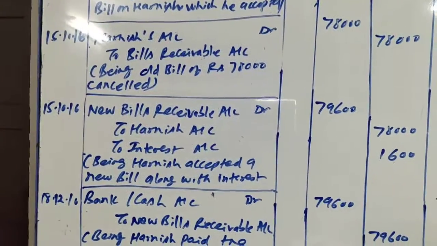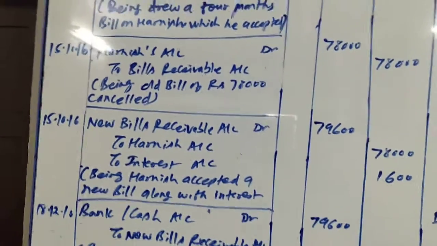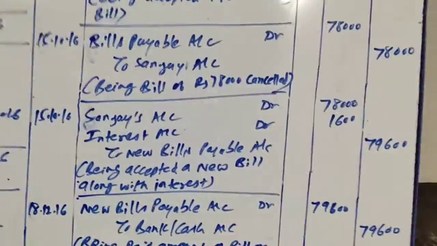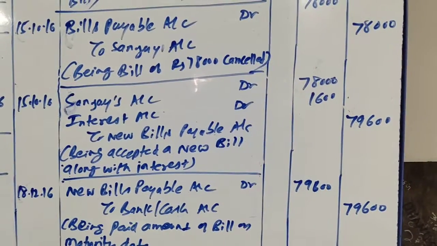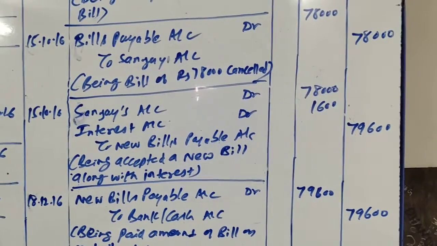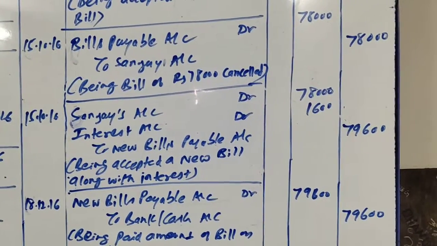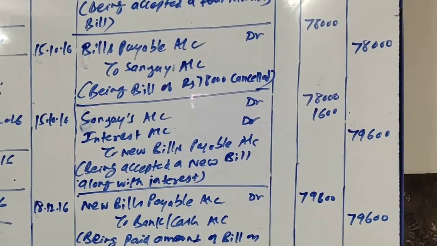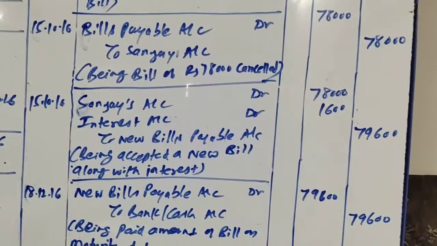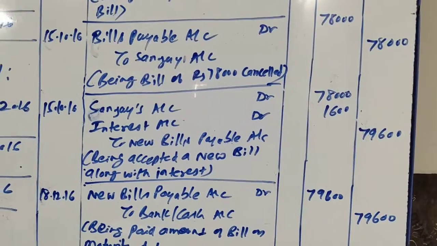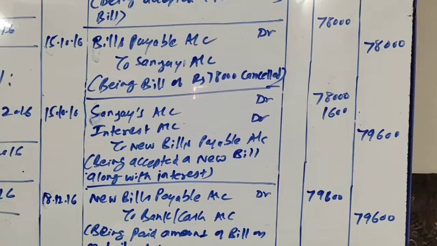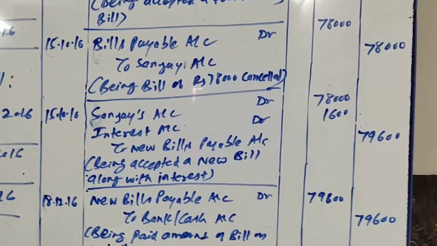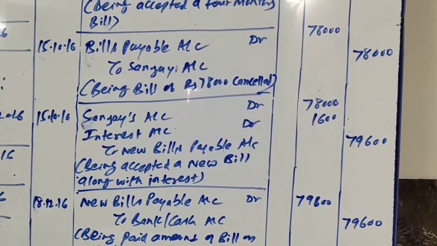Okay, and for this the entry in the books of Harnish will be Sanjay's account debit, interest account debit to new bills payable account 79,600, that is 78,000 plus 1600. Here also, instead of this entry you can pass two separate entries. One entry will be interest account debit to Sanjay account 1600 and the second entry will be Sanjay's account debit to new bills payable account 79,600.